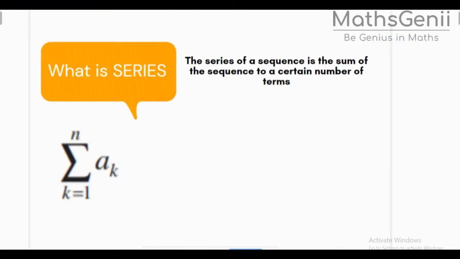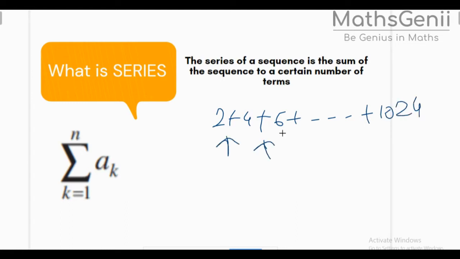So what is a series? The series of a sequence is the sum of the sequence till a certain number. I'm just taking the last example again. It is nothing but the sum of the numbers. And how is it denoted? The plus sign is denoted as summation. So you have summation k.